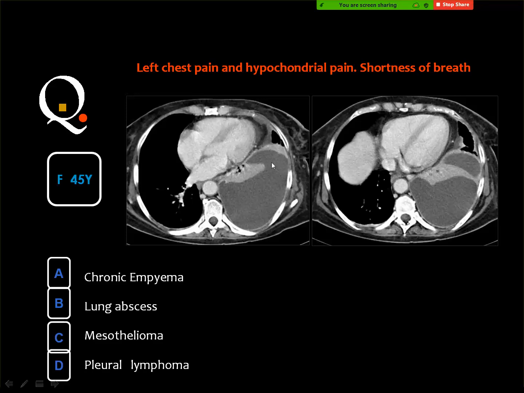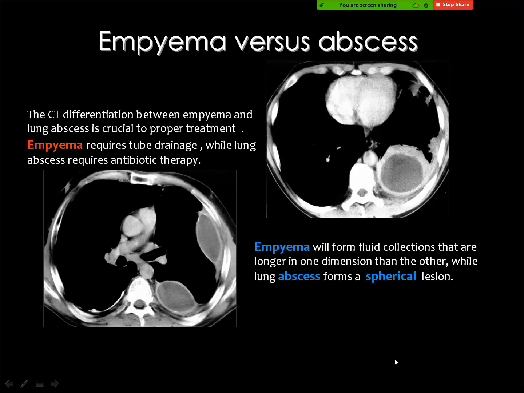Empyema, yes, because the lesion is in the pleural cavity, compressing the underlying lung, which is almost totally collapsed, and there is enhancement of the pleural margin, indicating that it is infected, diagnostic of empyema. The difference between empyema and abscess, there are many differences.